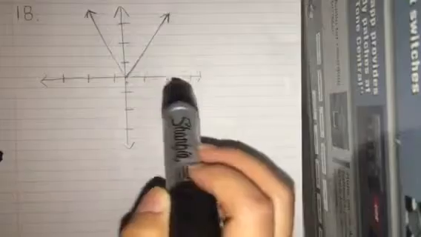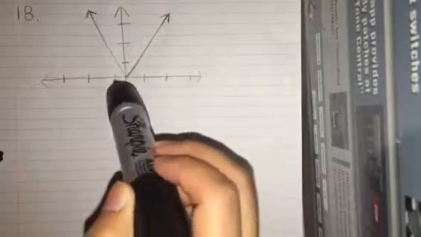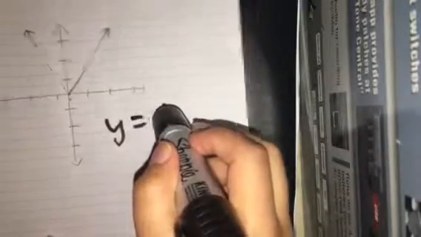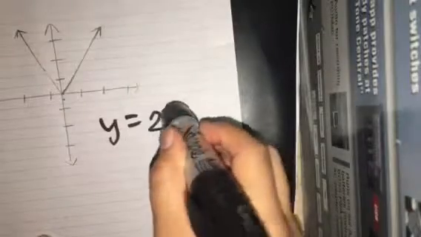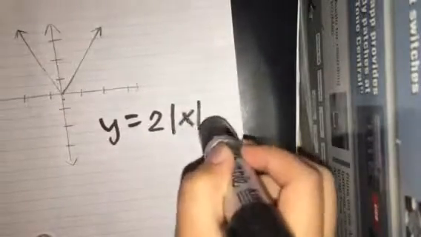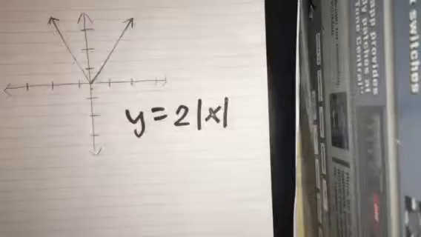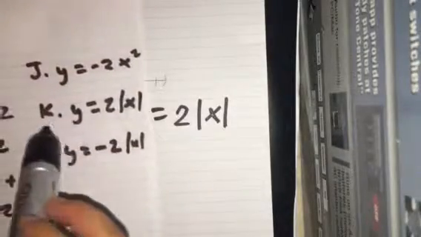18 is also an absolute value. It is at the origin, so it did not move left or right or up or down. It is skinnier, so this would mean that y equals 2 times the absolute value of x. So it would be K.